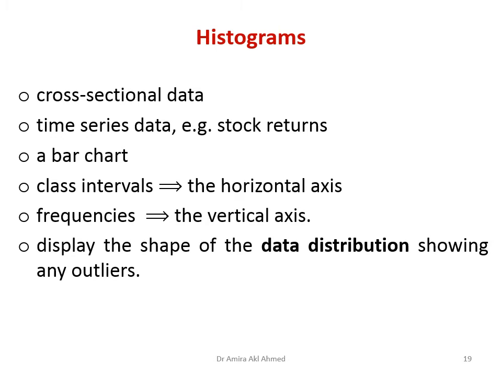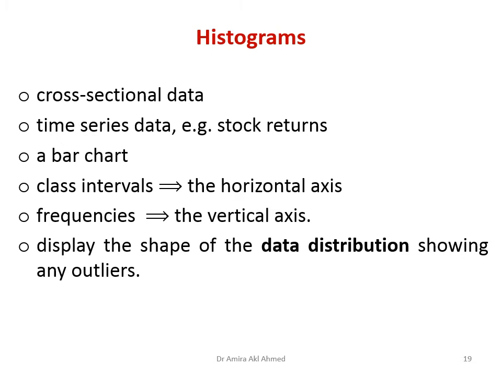In the case of cross-sectional data, using a histogram is an appropriate method to summarize the data, whether it is discrete or continuous. A histogram is a bar chart showing the number of data points that fall within specific class intervals. Note that a histogram can also be used to summarize the main features of time series data, such as stock returns. This is shown in your textbook.